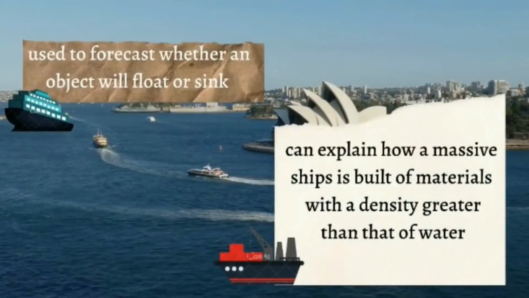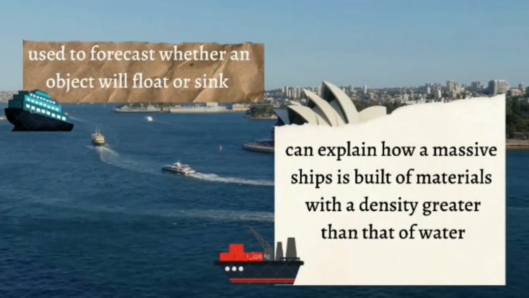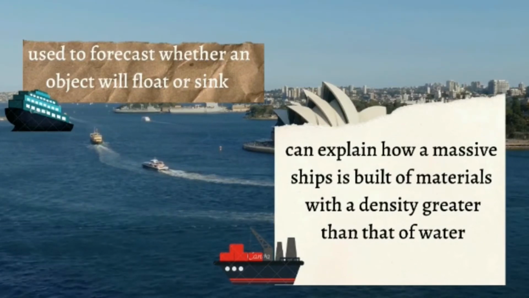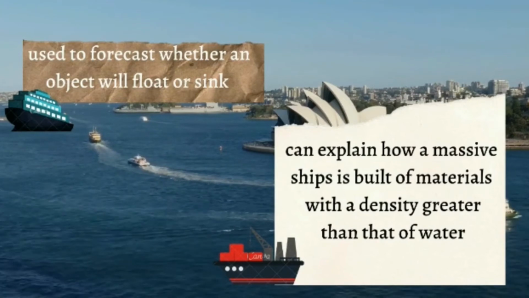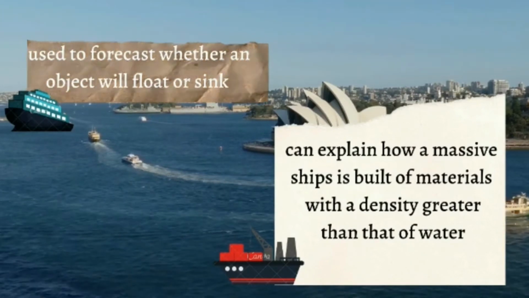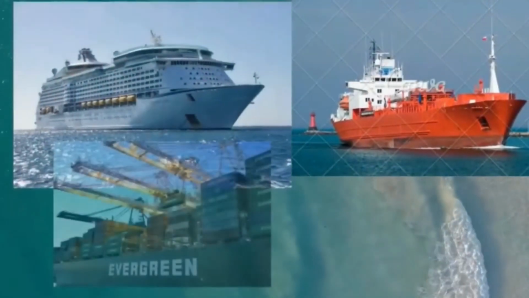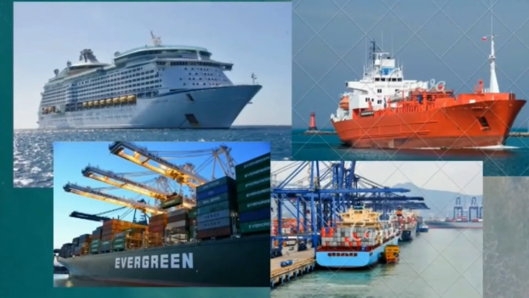A physicist can now explain how a massive aircraft carrier, commercial ship, or cruise ship may float, even if it is built of materials with a density greater than that of water, such as steel. The buoyant force on the ship will overcome gravity's downward pull as long as the weight of the water displaced by the boat is equal to the weight of the ship.